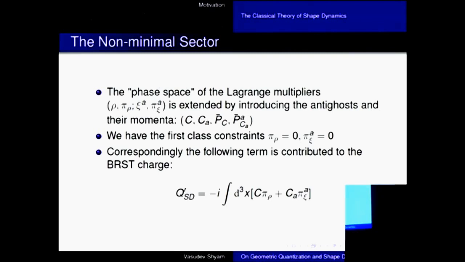We just need the two Lagrange multipliers and their momenta, and we extend the phase space by augmenting it with this. Corresponding to that, we have the anti-ghosts and their momenta. And as we know, the momenta corresponding to the Lagrange multipliers aren't really there in the action. So we have two first-class-like constraints which are linear in both of these momenta, and they have this non-minimal contribution to the BRST charge.